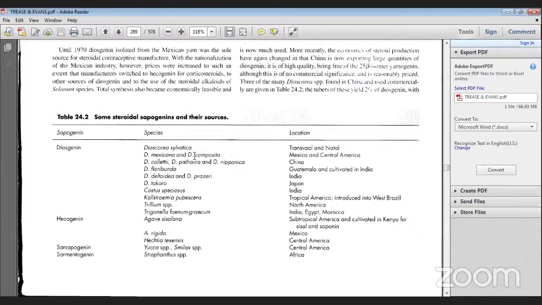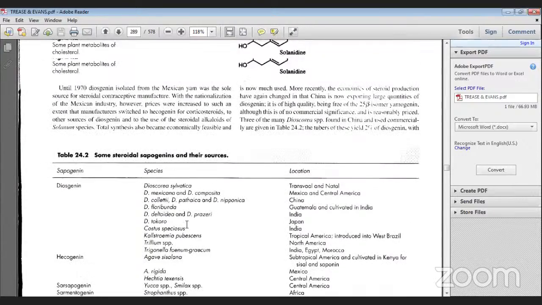I'm showing you some species of Dioscorea. These are the different species of Dioscorea from which we can get diosgenin, and Dioscorea also contains some amount of hecogenin.